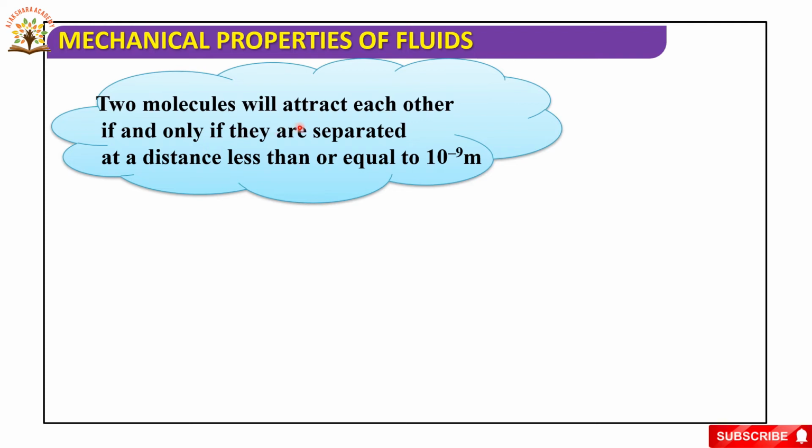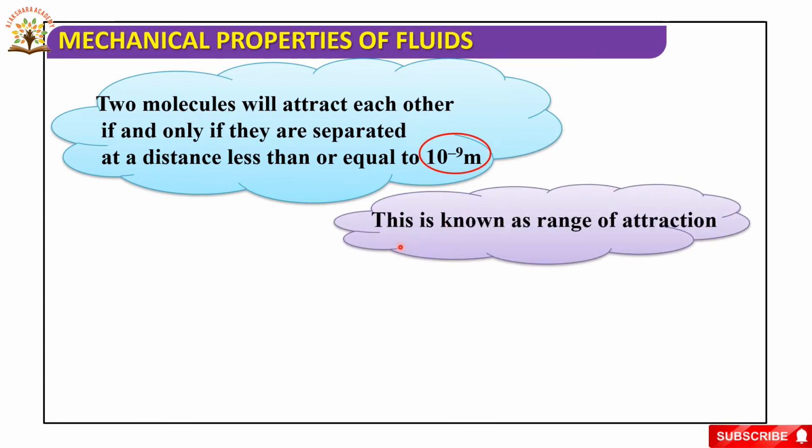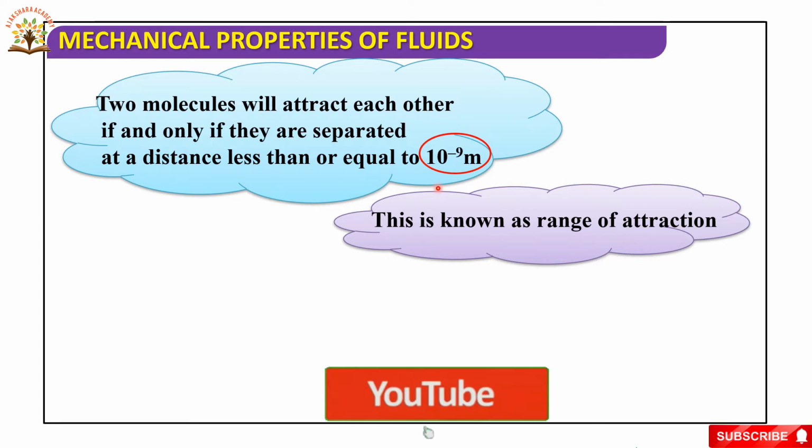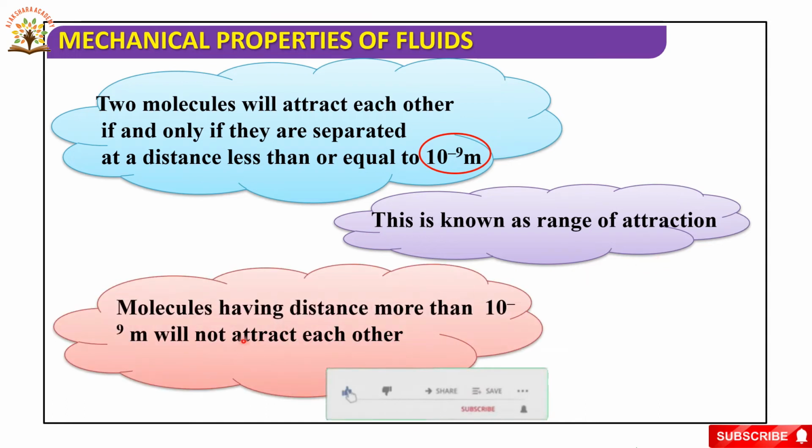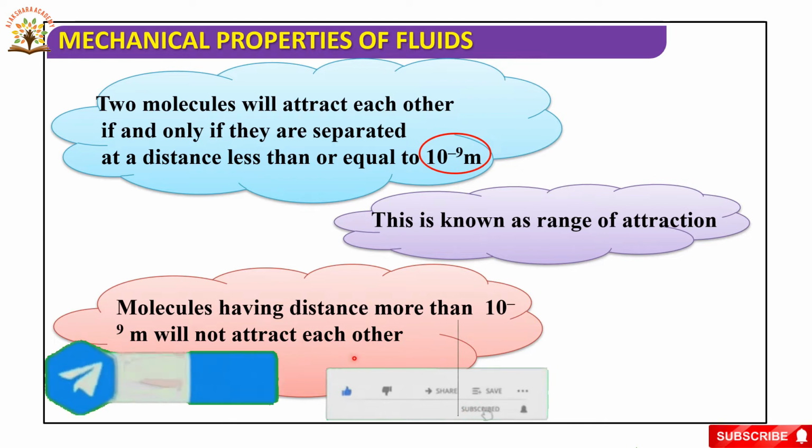Two molecules will attract each other if and only if they are separated at a distance less than or equal to 10 to the power of minus 9 meters. This is known as range of attraction. Molecules having distance more than 10 to the power of minus 9 meters will not attract each other.